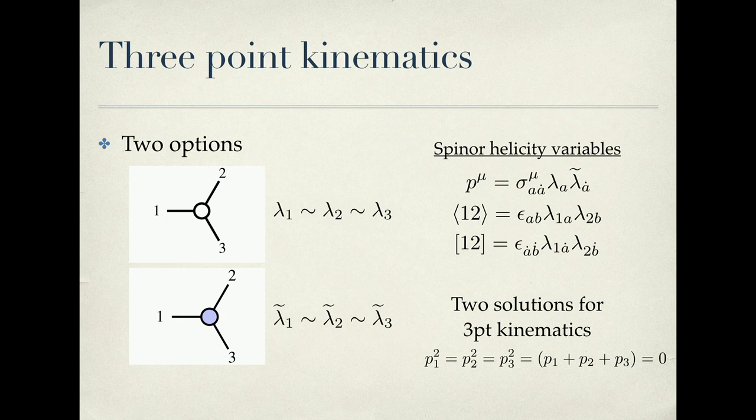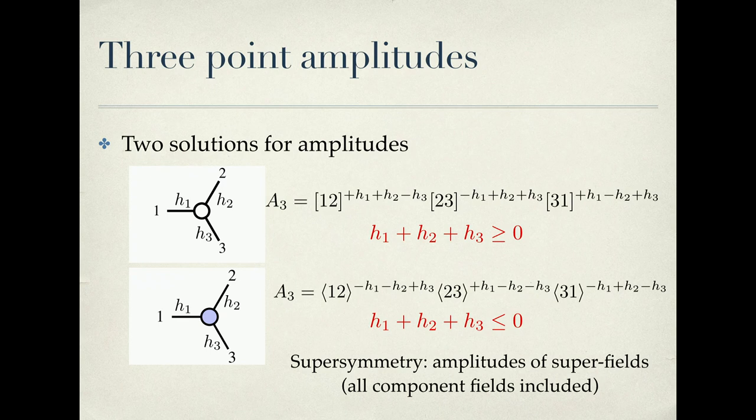Either all lambdas are proportional or lambda tildes are proportional. So let me now stick with these figures. This denotes that case, and that denotes that case whenever you see this picture again. This was for kinematics. For amplitudes, for arbitrary helicities h1, h2, and h3, we found this formula if the sum of helicities was bigger or equal to zero, or this formula when the sum of helicities was smaller or equal to zero.